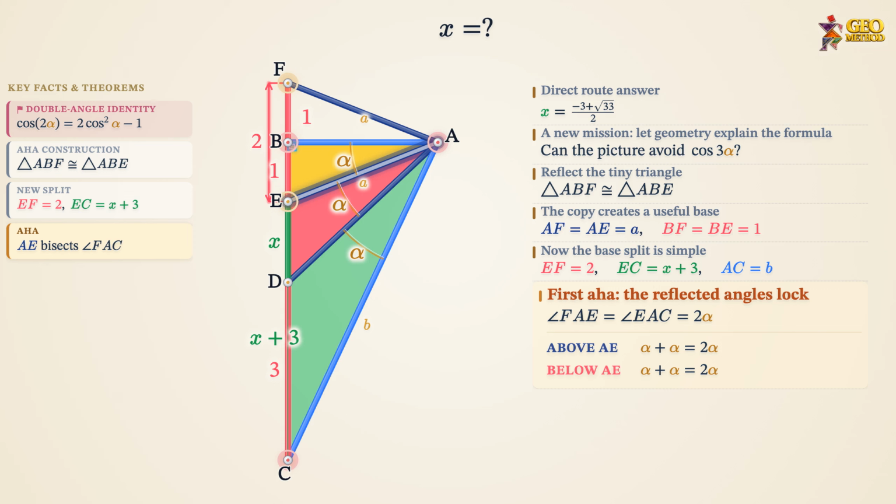Now, stop. Look at what the reflection created. Above ray AE, two alpha angles combine to make 2 alpha. Below it, the other 2 alpha angles also make 2 alpha. Wait, those 2 large angles match exactly. So AE is not merely another line. It is the angle bisector of angle FAC. There it is. The copied triangle has manufactured the theorem we needed.